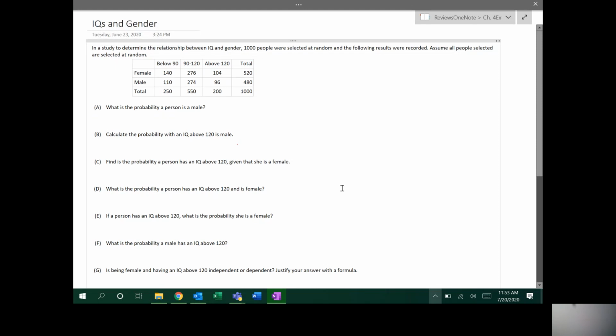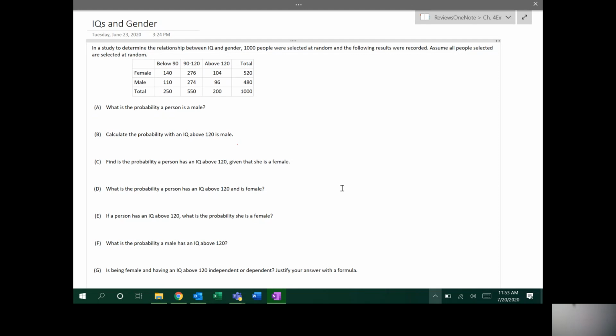Today's lesson is mostly about probability, but specifically it's about a contingency table, also called a two-way table, that you can see in this particular example. It's called two-way because there are two variables, in this case IQ and gender. Sometimes you may have 10 columns or 5 rows. It just depends upon the situation. In this case, we've got 3 columns and 2 rows.